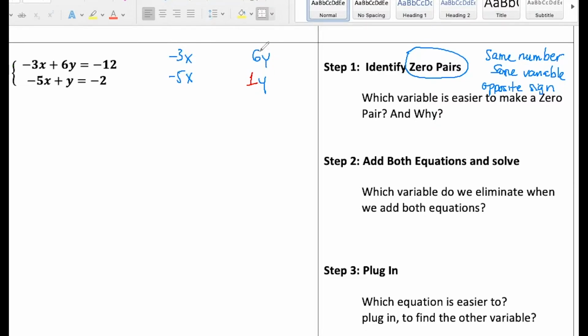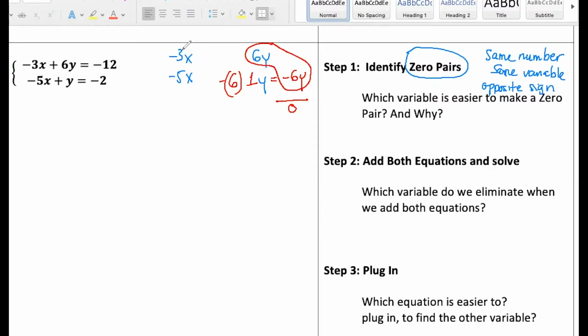If I only have to multiply 1 times 6, it's going to give me 6y, and I need it to be negative in order to be opposite. So if I multiply this by negative 6, it's going to give me negative 6y. So 6y and negative 6y are going to give me a zero pair when I add them up.